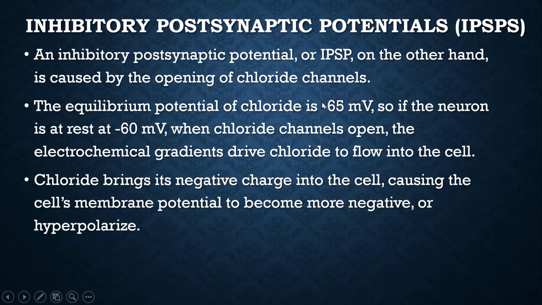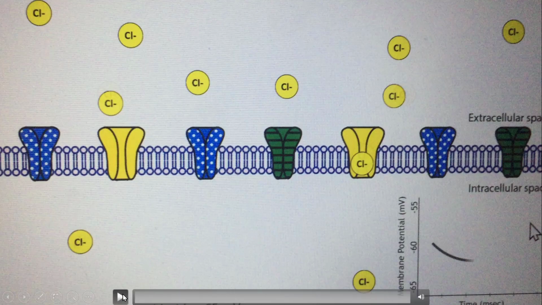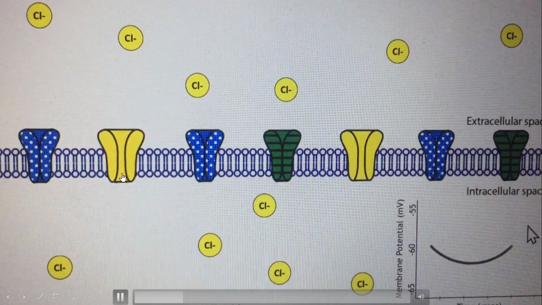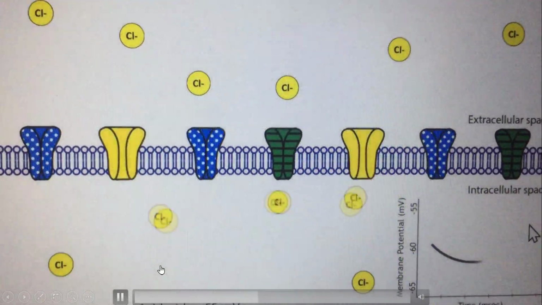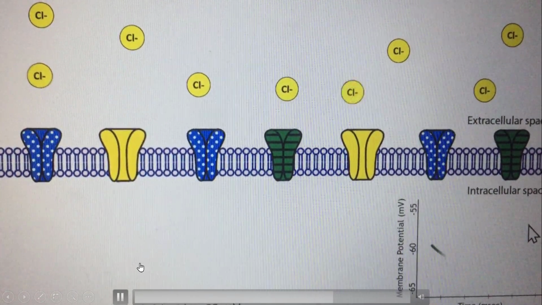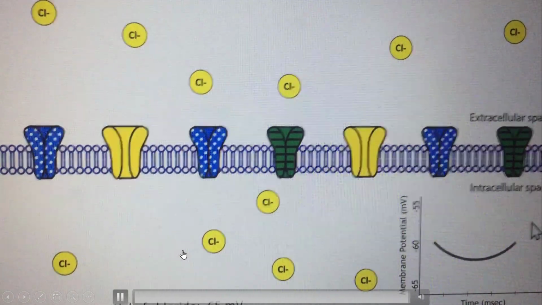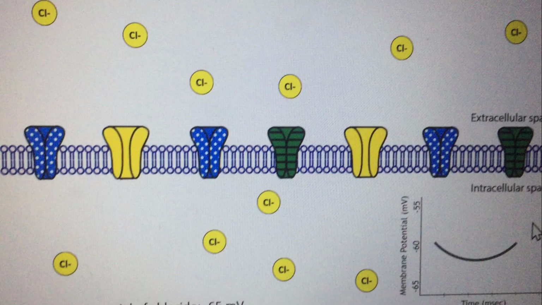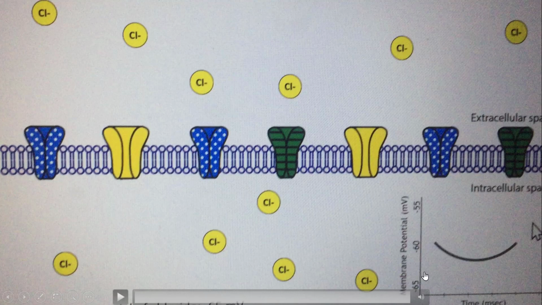Remember that chloride causes negativity inside, and if more chloride comes inside the cell, it will increase the negativity of the intracellular fluid. Chloride brings its negative charge into the cell, causing the cell membrane potential to become more negative, or hyperpolarized. This condition is called hyperpolarization. Here you can see the chloride channels, and chloride is already present, and the cell is in a negative state. When more negative ions enter the cell due to stimulation, it causes further negativity inside the cell.